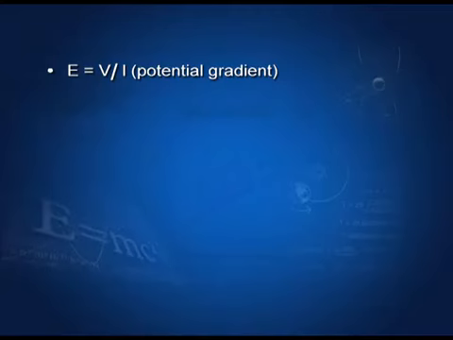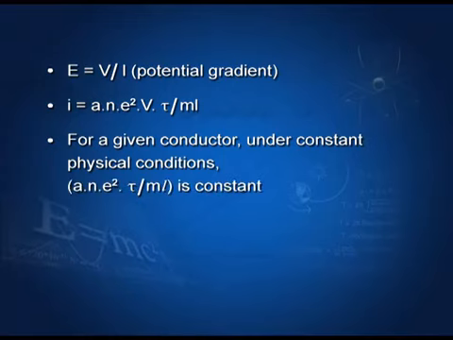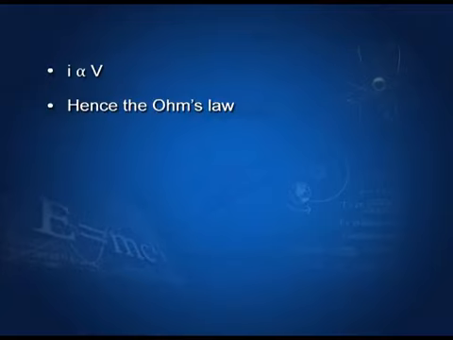As we know, electric field E is equal to the potential gradient. So, E equals V by L. Substituting the value of electric field, we get I equals A n e square V tau divided by m into L. For a given conductor under constant physical conditions, A n e square tau upon m into L is constant. So, we get I is directly proportional to V. This is Ohm's law.